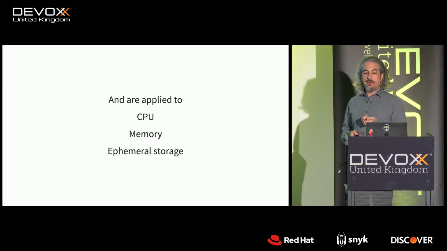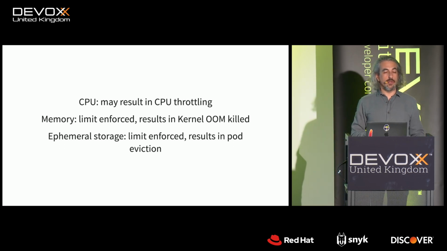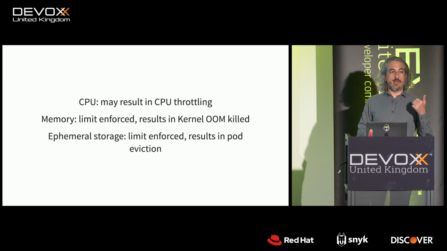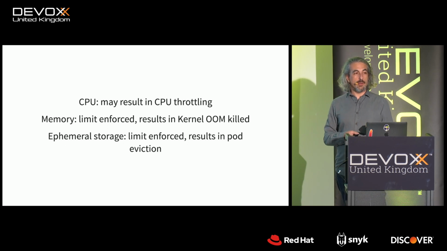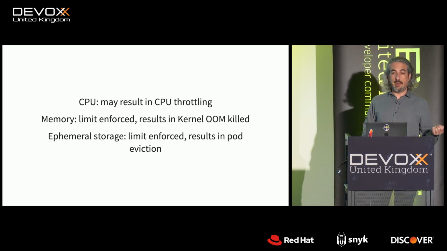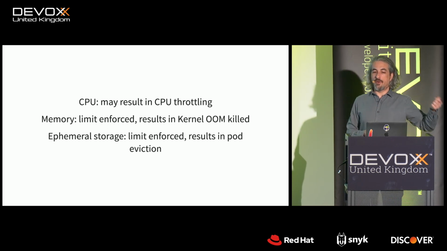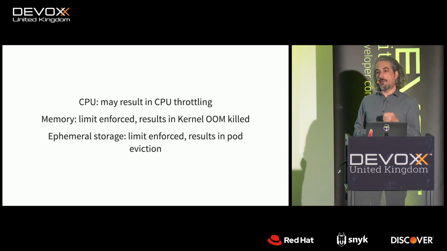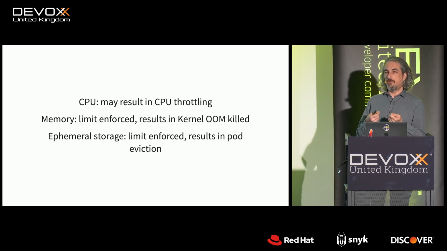What happens when you go over your limits? Over your CPU limit, you can end up with CPU throttling. When you go over your memory limit, your process is killed. The kernel is going to go and kill your process because you went over your limit. On CPU, no, it just throttles you, so you don't pass the limit.